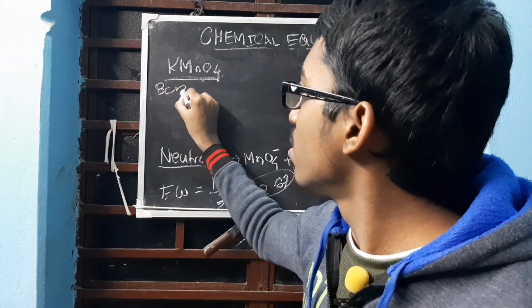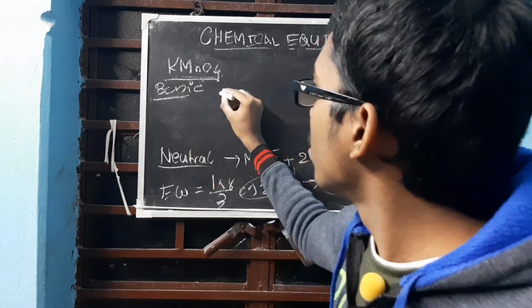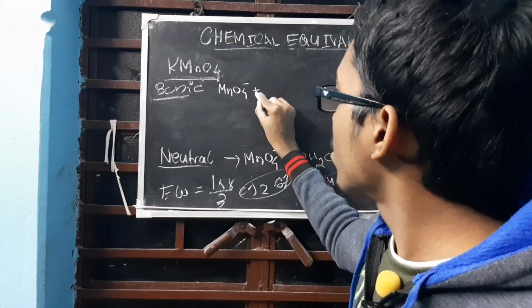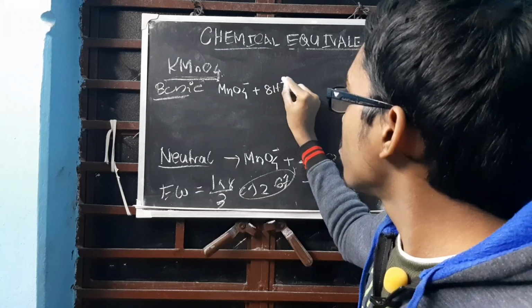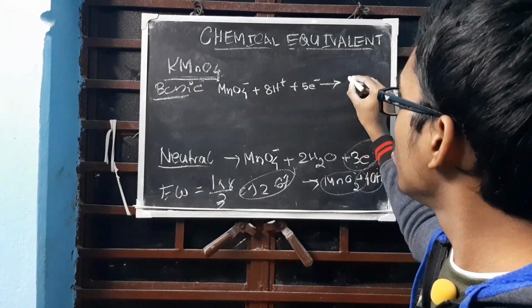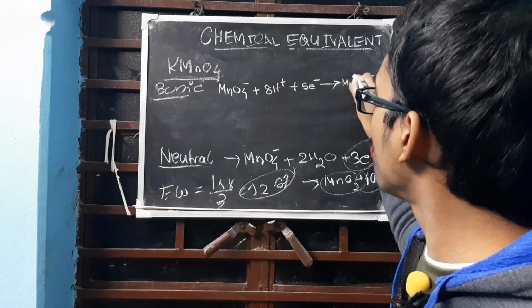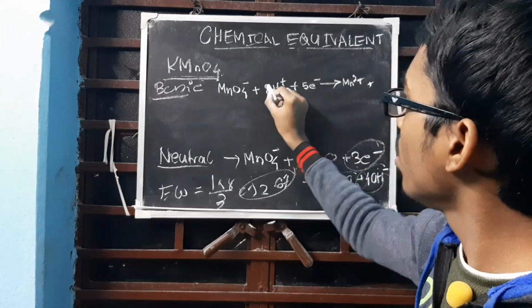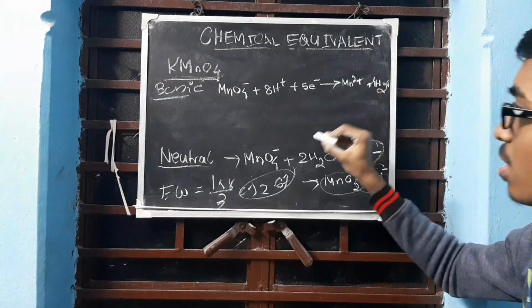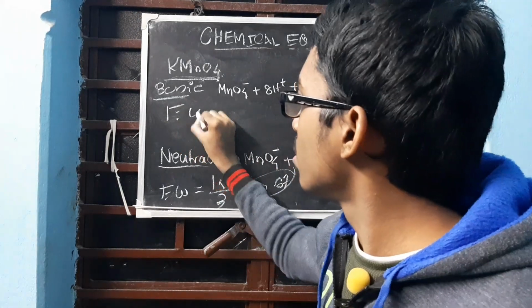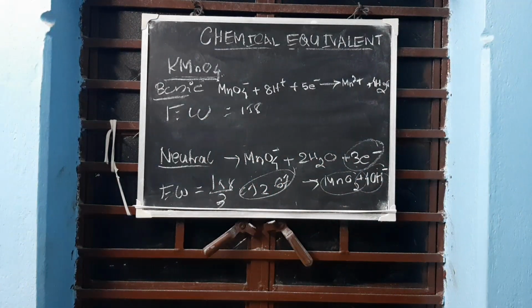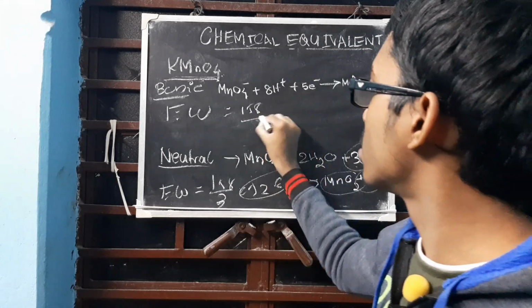Basic medium, this MnO4 minus. What happens is it takes in 8 H positive plus 5 electrons to give Mn2 positive plus how many? 4 into 8, that means 4 water. Clear? 4 water. So here the equivalent weight becomes 158 divided by 5. 158 divided by 5, 31.6.